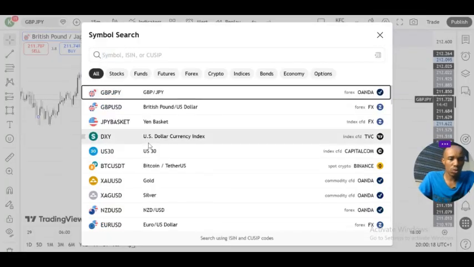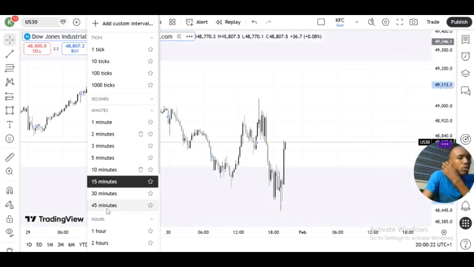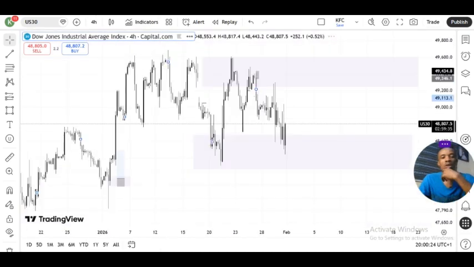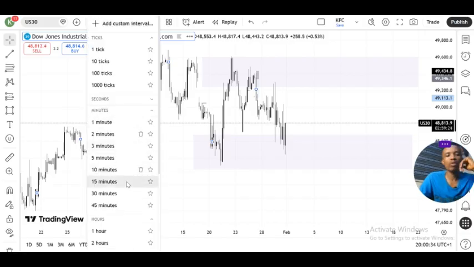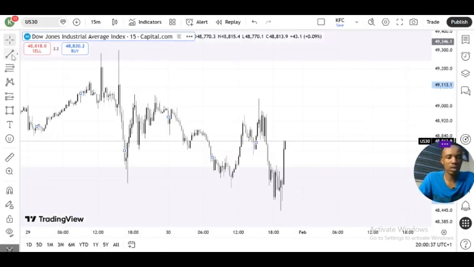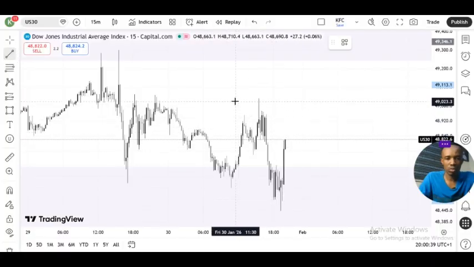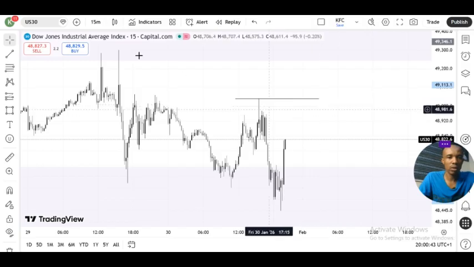Then the next one is going to be the US30. What I'm seeing on the US30 is I'm expecting it to break out of this range. This range has been happening. So expect it to break, but until then I'm going to be buying US30 at the opening of the market. If I find US30 takes out this, I'm going to buy.